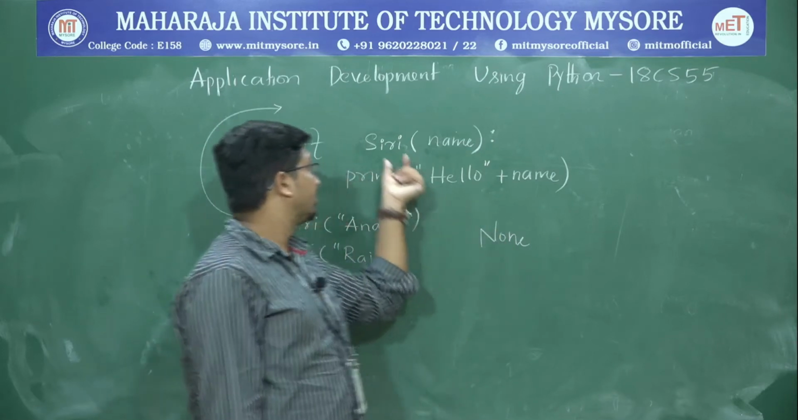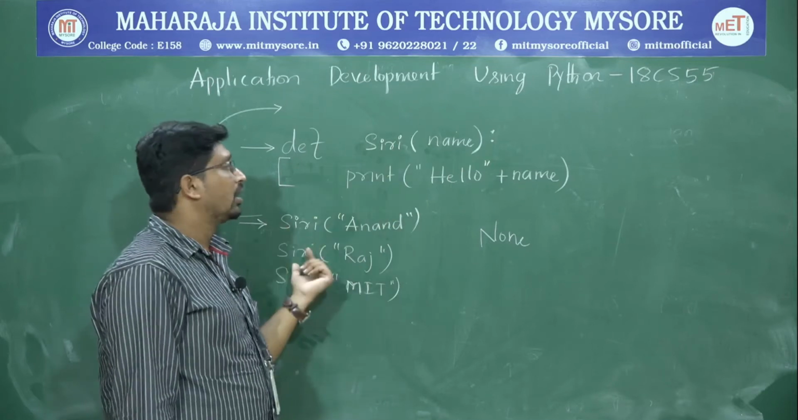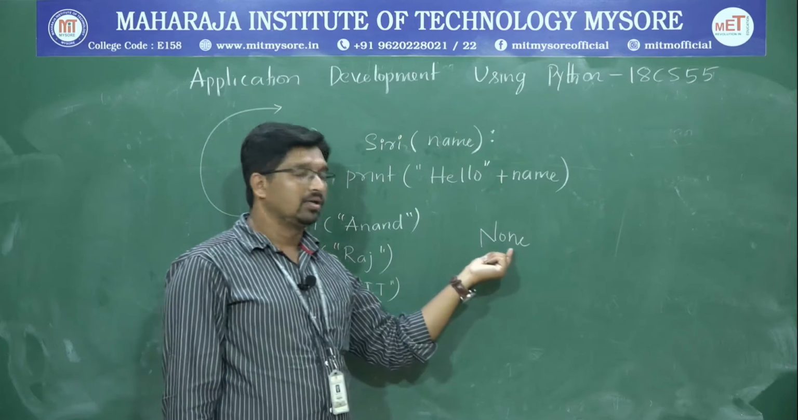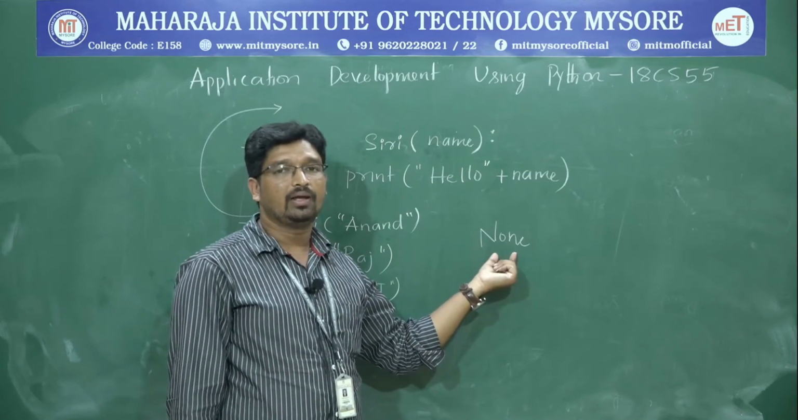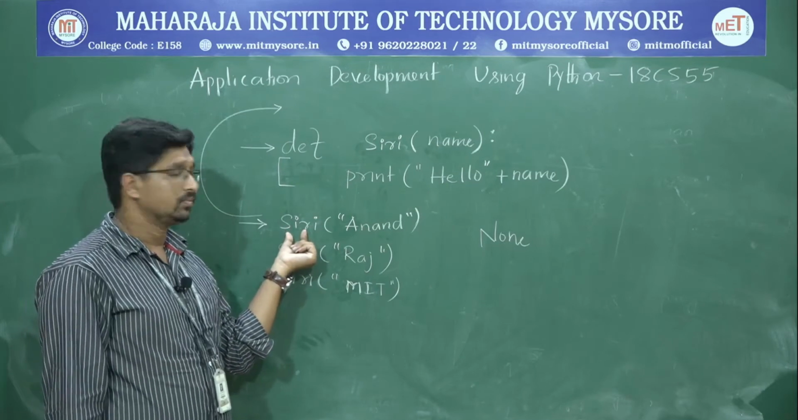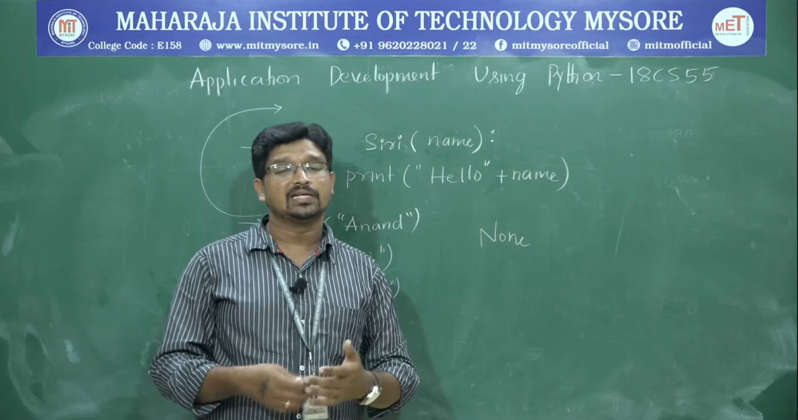So whenever you call a function without any return statement, it will not give back anything. That is called None. Nothing will be returned back to the callee. Correct. So let us see the example of the return statement.